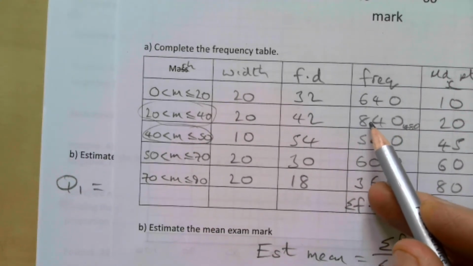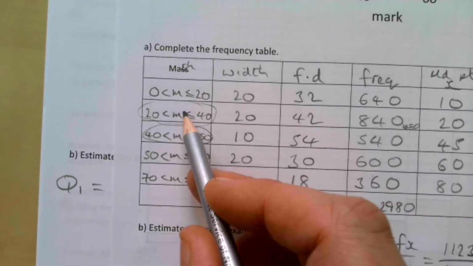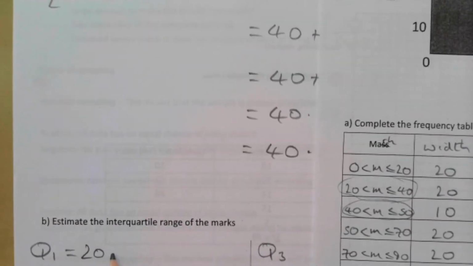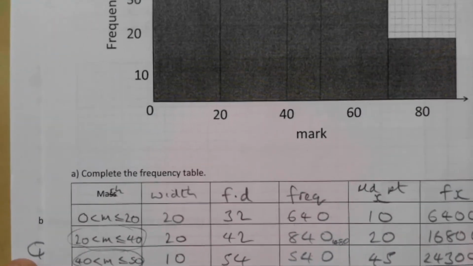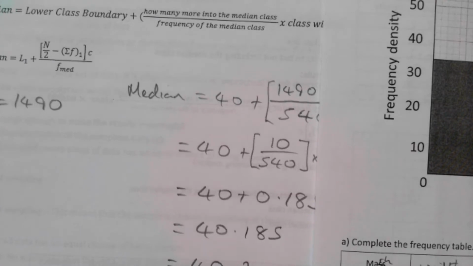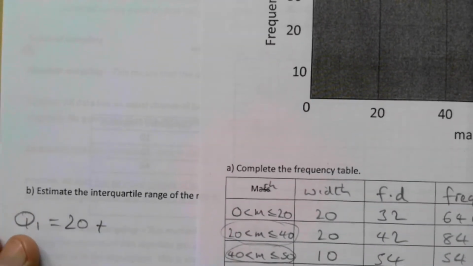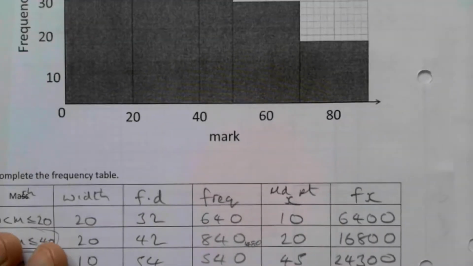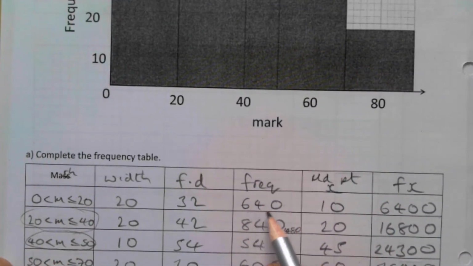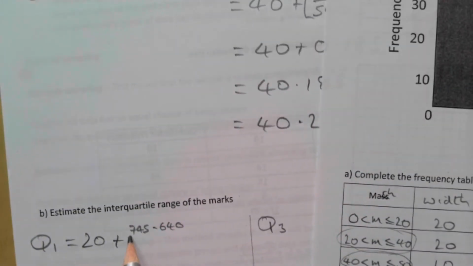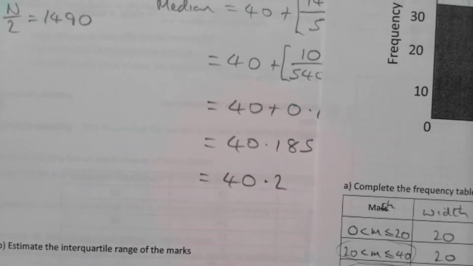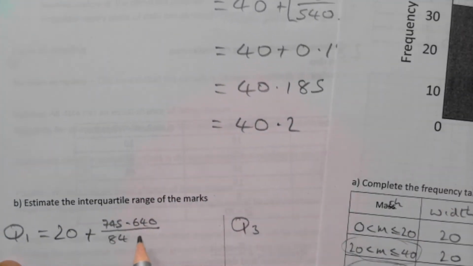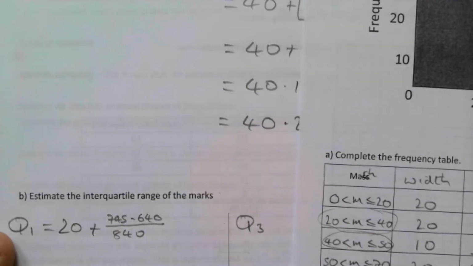So I want 105 840ths of the way into this group here. So I use my L1, which is the lower class boundary, so that's going to be 20 plus, so what's then my frequency here? How many more into, so it's my n over 4 effectively, so that's going to be 745 take away 640, because that's the frequencies up to but not including that, divided by the frequency of the quartile class, so that's going to be 840, and then the size of that group is going to be 20.